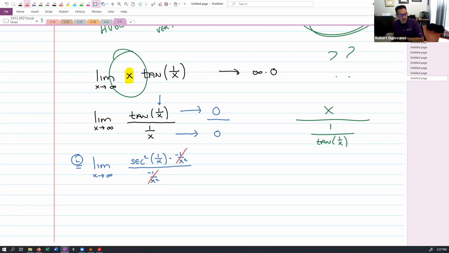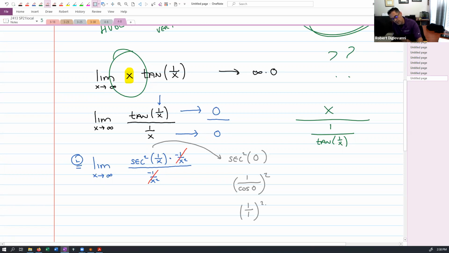Now let x go to infinity. If you let x go to infinity, this whole thing becomes secant squared of, let's see, 1 over infinity goes to 0. But that's just really 1 over cosine of 0 squared, but cosine of 0 is 1, so that just becomes 1 squared, which is 1. So the answer is 1.